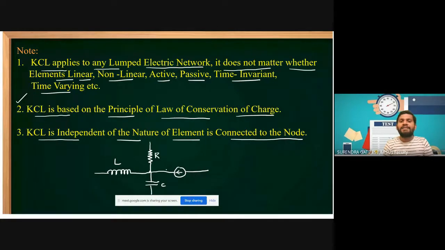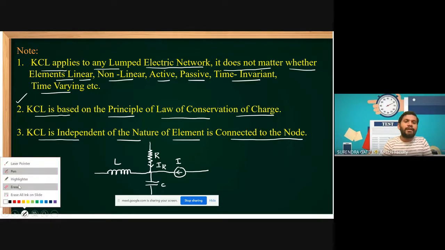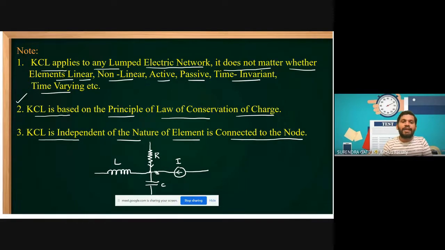Let this current be I. Let this current be I1, or IR. Let us take that as the current through the resistor, with this current direction taken as IR. Let this current be taken as IL, and let this current be taken as IC.